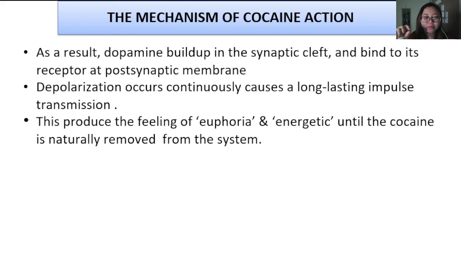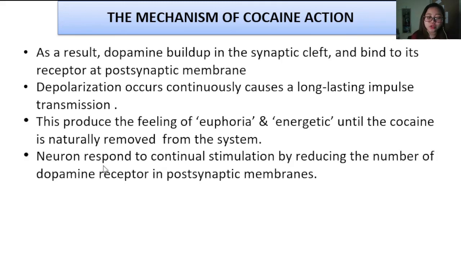di synapse akan ada berlebihan dopamine. Berlebihan dopamine, kita punya neuron kedua akan terlebih terangsang. Bila neuron terlebih terangsang, itulah kita ada halusinasi. Itulah kita ada perasaan euforia ataupun semua perasaan-perasaan yang menggairahkan yang biasa orang ada bila diorang ambil dadah. Okay. And this continues until the drugs are gone, basically.